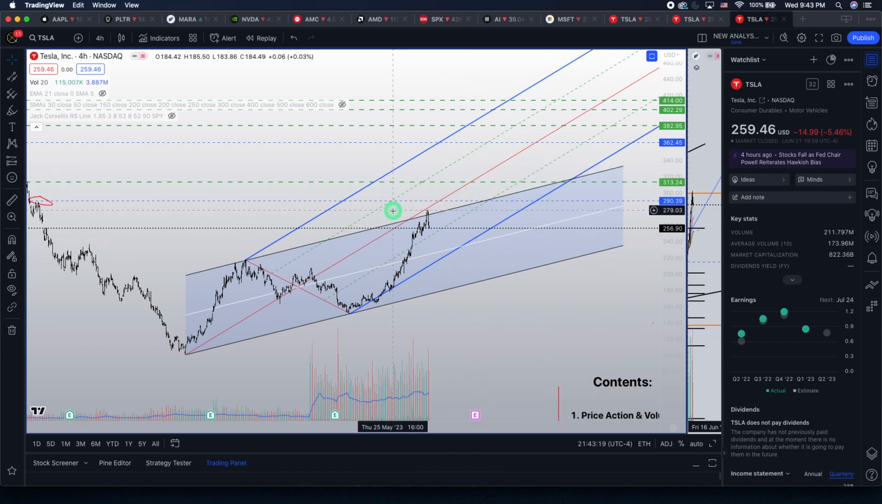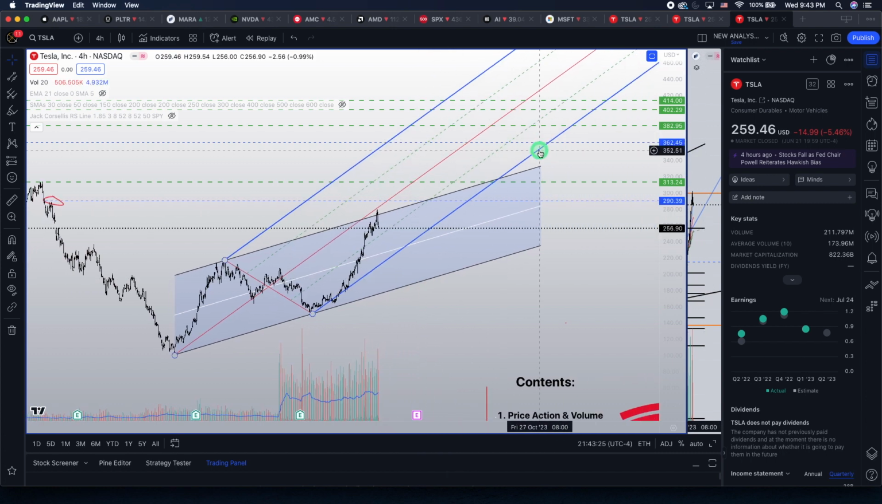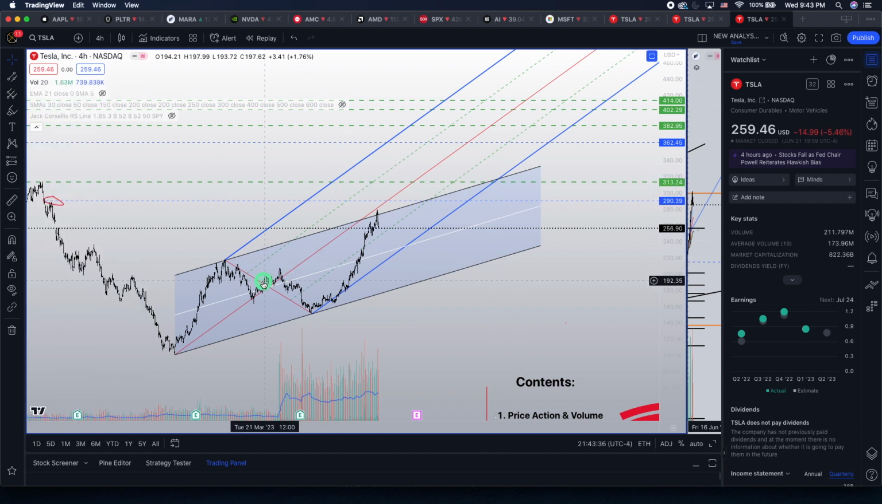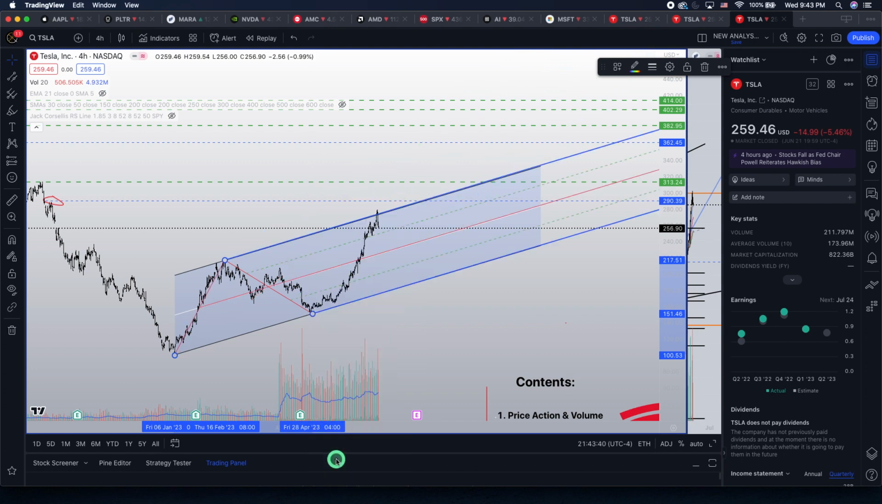But that's another level of support and resistance that we can use in a different sort of angle as opposed to the pitchfork. It's actually very similar to the modified shift pitchfork. So you guys could use regular pitchfork, or you guys can use the modified shift pitchfork. You can see it's pretty much like a parallel channel that we would use in terms of Elliott wave.